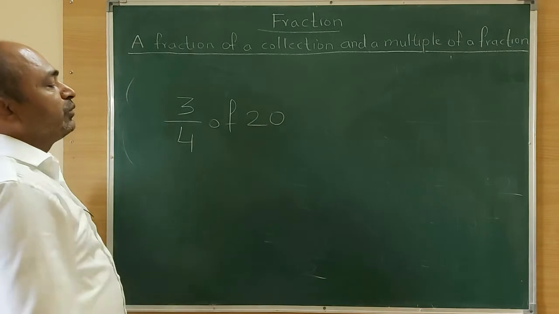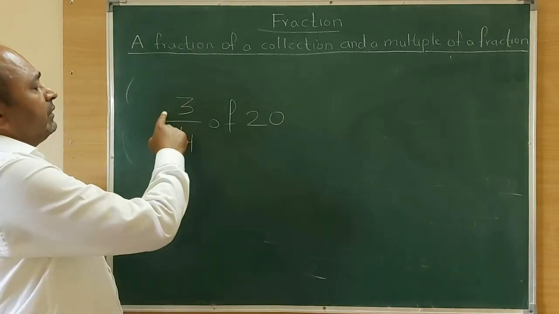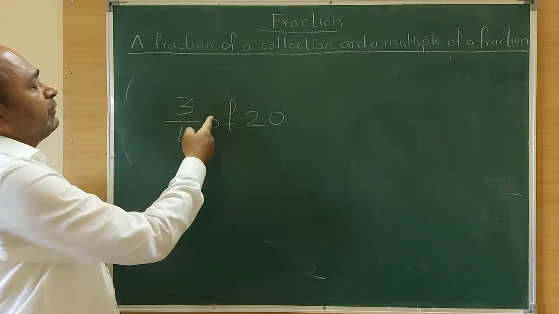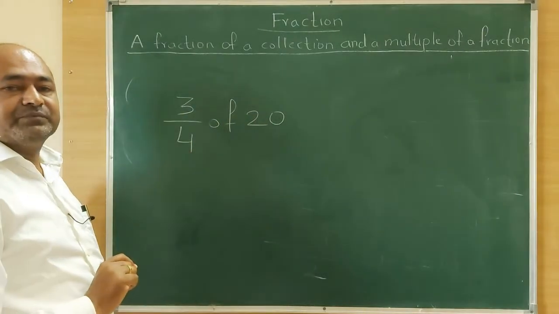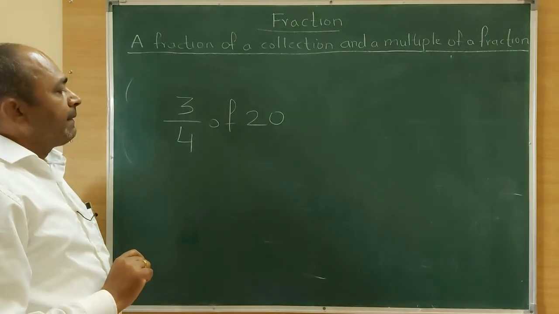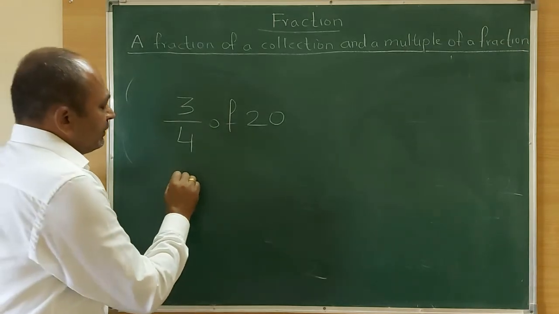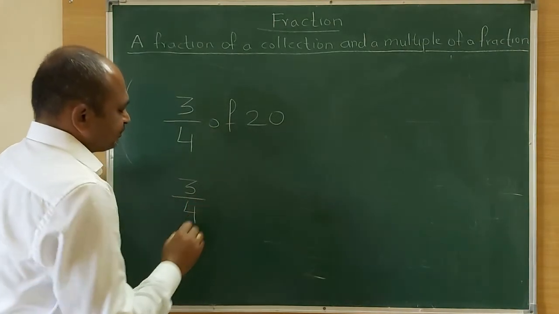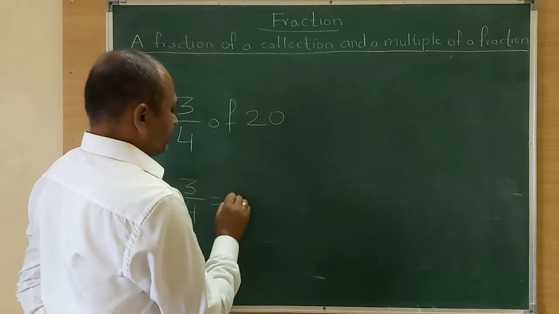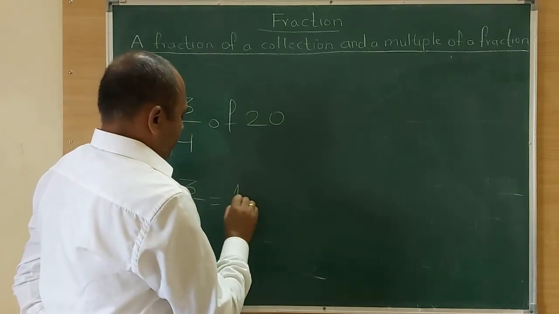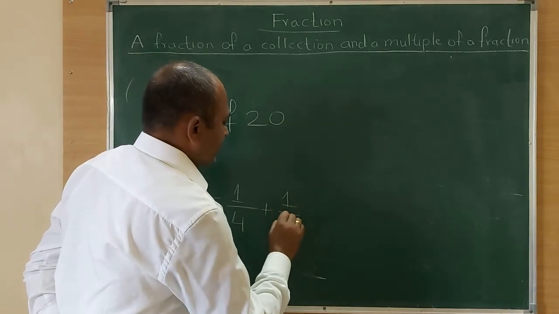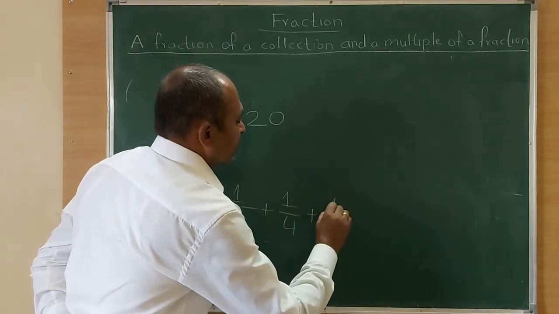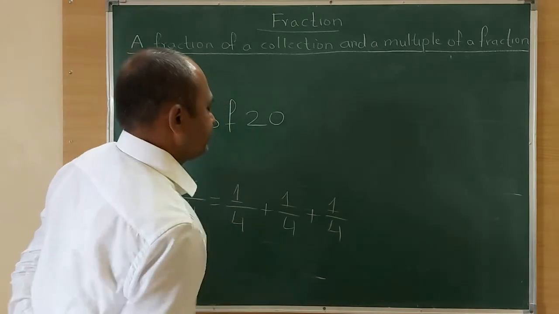Find 3 upon 4 of 20. Now, we know that 3 upon 4 of 20 means 3 upon 4 multiplied by 20. But let me explain you. 3 upon 4 means what? 1 upon 4 plus 1 upon 4 plus 1 upon 4.